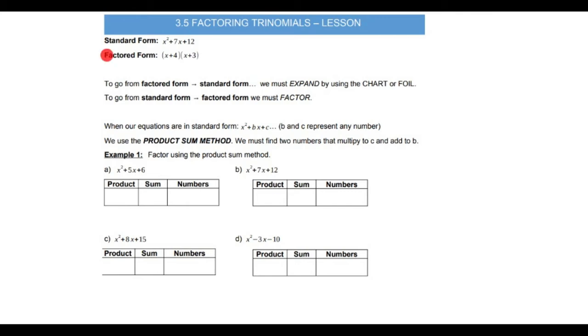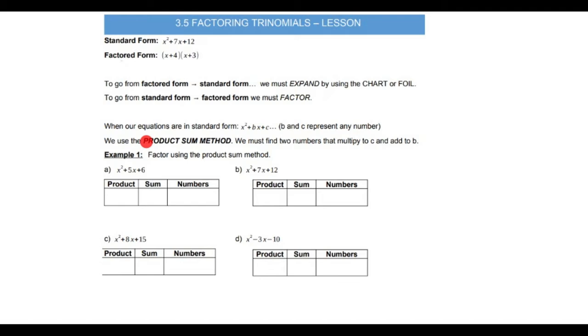And then we have factored form. In the last couple lessons, you have been putting standard form into factored form, or factored form into standard form, either with the chart or with foiling. To put factored form into standard form, we expand it by using the chart or foil. But today we are going to put standard into factored form. So we're going to do the reverse, and we're going to factor. And we call that product sum method.